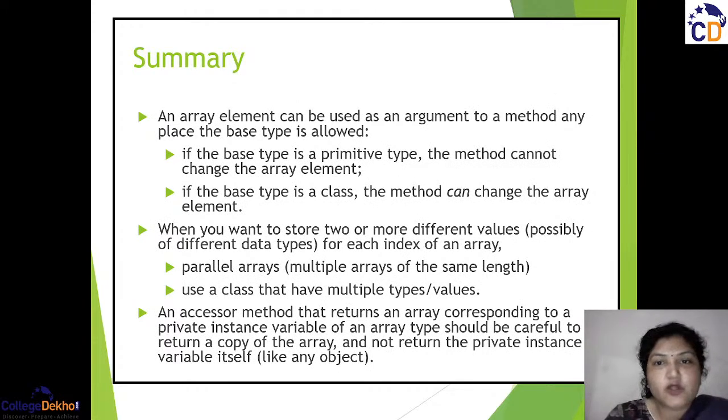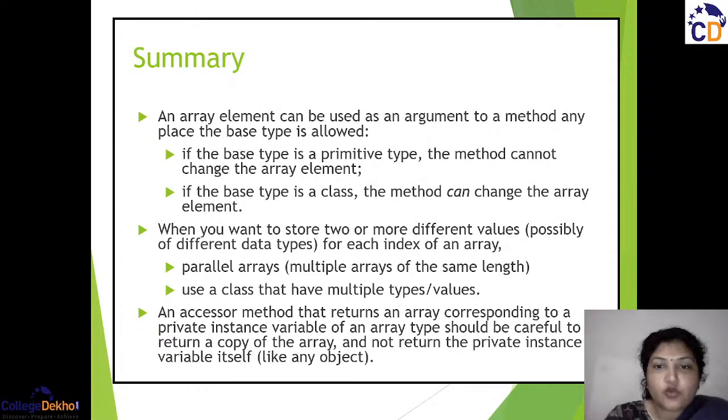An array element can be used as an argument to a method any place the base type is allowed. So we have understood int square brackets, right? If the base type is a primitive type, the method cannot change the array element. That may be coming in the later points. If the base type is a class, the method can change the array element. So you can change the elements if it is a class, but you cannot change them if it is defined as a primitive type.